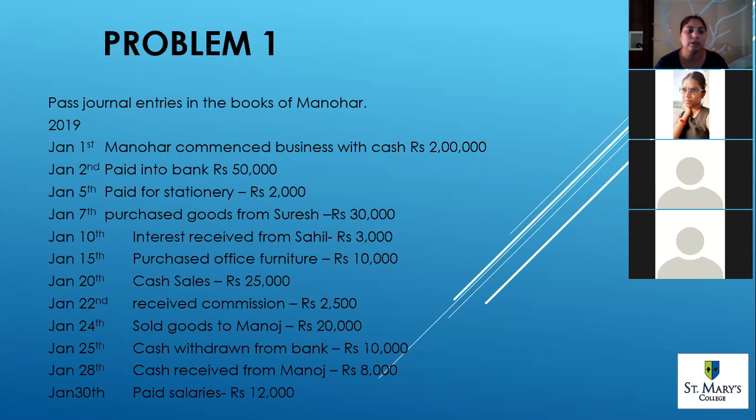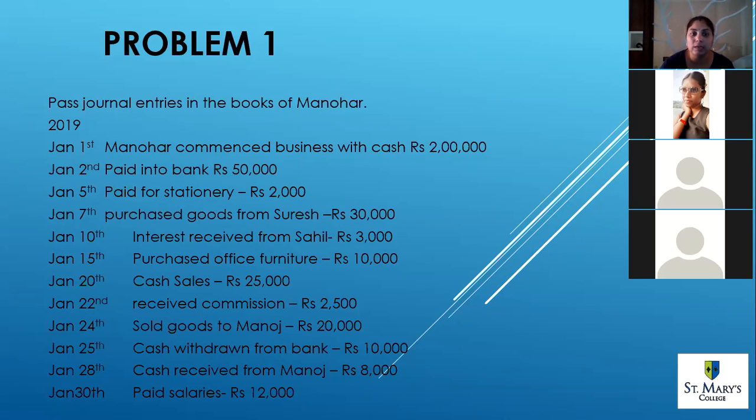So next one is January 15th. It says purchased office furniture. Now you need to remember it is purchasing of office furniture here. It is not purchasing of goods. So when it is not purchasing of goods, you cannot write purchases account here. So for purchased office furniture, the two accounts involved here would be furniture account and cash account.